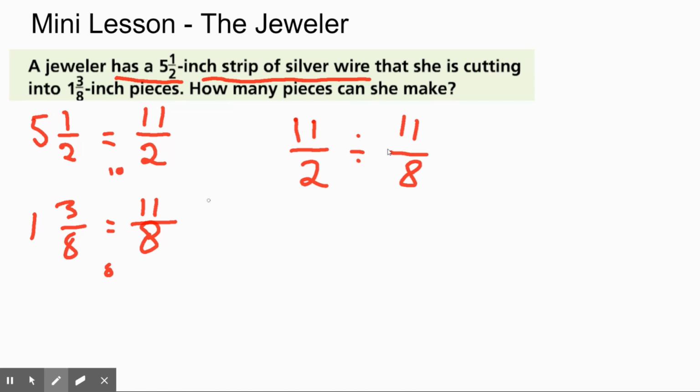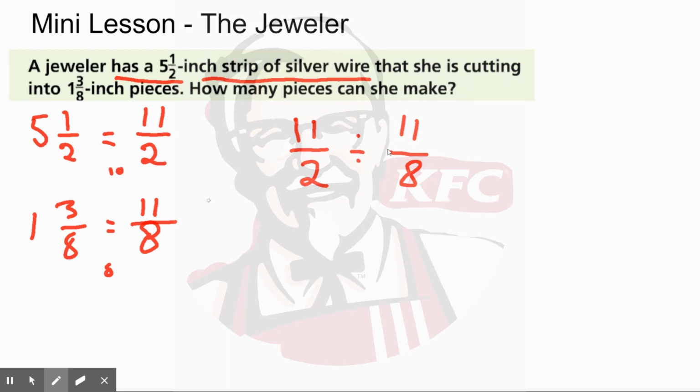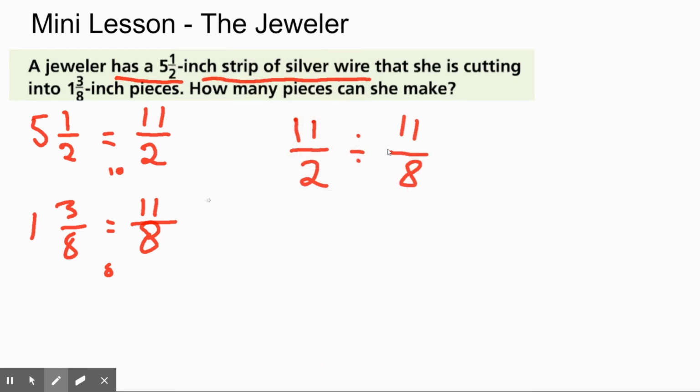Then we're just going to do the same thing that we always do. We're going to use the KFC method again. If you haven't looked at what that KFC method is, please check one of the previous videos. It's in there. Seems that we've been doing this for the last 3 videos as well. So we are going to keep our first fraction, our dividend. That does not change. We have to find the reciprocal of our divisor, and we're going to change our operation to multiplication. Finally, we just need to multiply straight across.